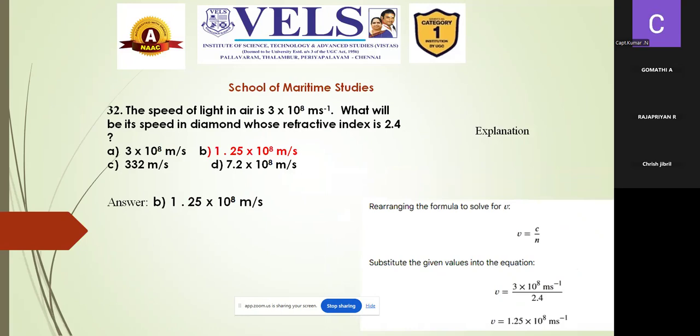Our next question is, the speed of light in air is 3 into 10 power 8 meters per second. What will be its speed in diamond whose refractive index is 2.4? The formula is v is equal to c by n. c is equal to 3 into 10 power 8 meters per second divided by refractive index 2.4. So v is equal to 1.25 into 10 power 8 meters per second.